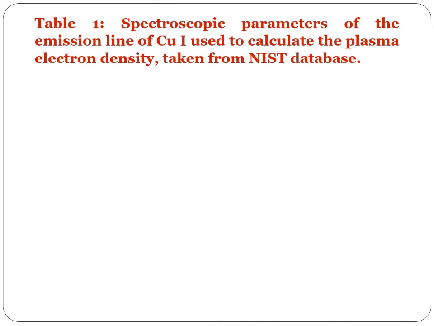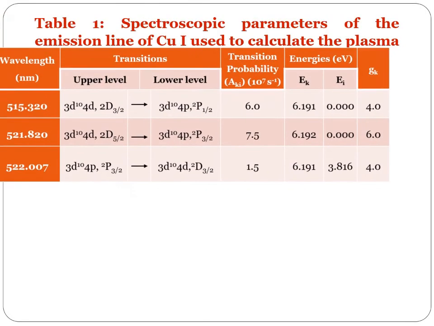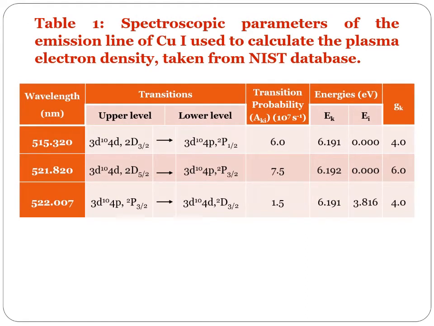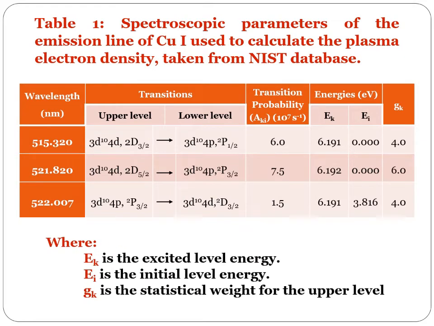For full characterization of the observed spectra, we have to consider the spectroscopic parameters, including the transition from the upper to the lower levels for the 515, 521, and 522 characteristic lines, and the transition probability and the energies for these transitions, and the statistical weight for the transition probabilities of the observed lines.